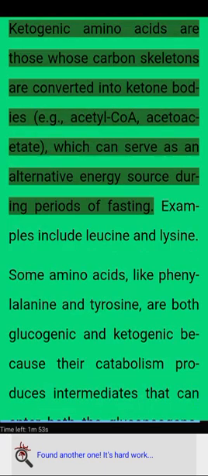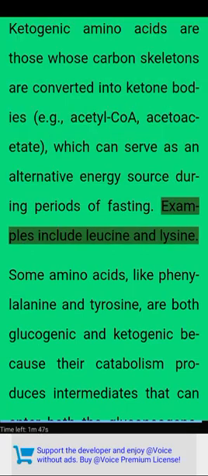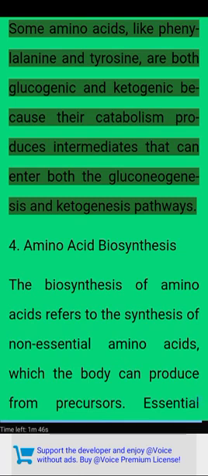Ketogenic amino acids are those whose carbon skeletons are converted into ketone bodies, e.g., acetyl-CoA, acetoacetate, which can serve as an alternative energy source during periods of fasting. Examples include leucine and lysine. Some amino acids, like phenylalanine and tyrosine, are both glucogenic and ketogenic because their catabolism produces intermediates that can enter both the gluconeogenesis and ketogenesis pathways.